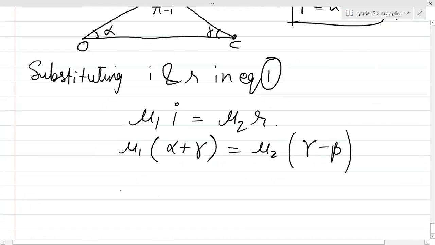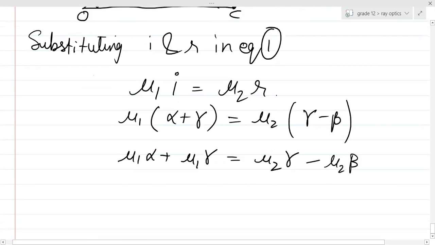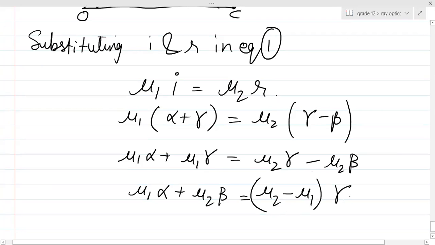So can I write this as mu1 alpha plus mu1 gamma is equal to mu2 gamma minus mu2 beta? Yes or no? Can I take the gamma terms on one side and alpha, beta on the other side? Yeah. So mu1 into alpha plus mu2 into beta is equal to mu2 minus mu1 into gamma. Can I do this? Yeah.